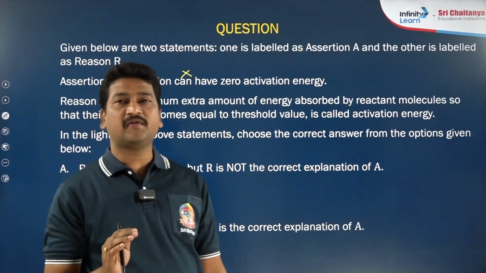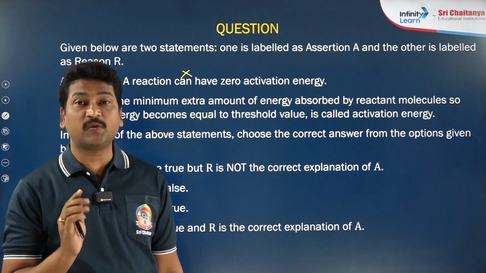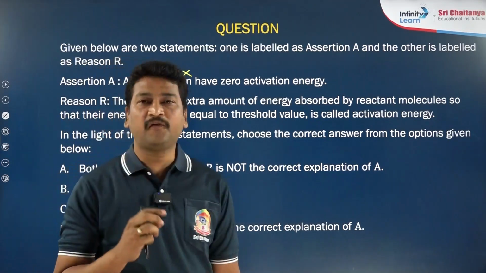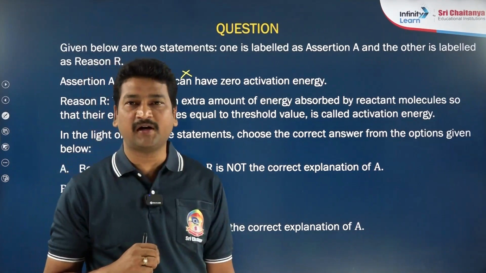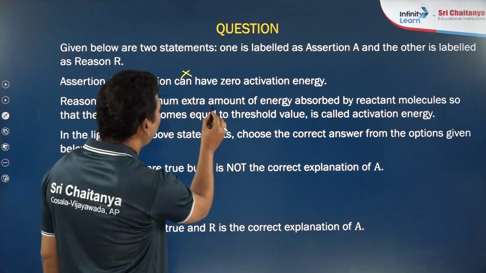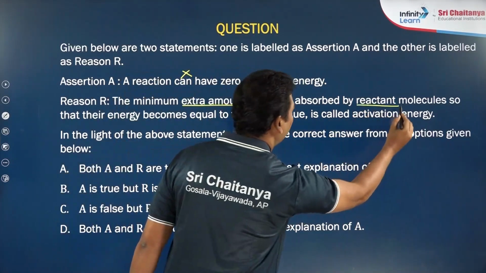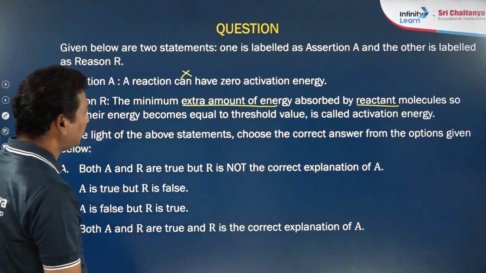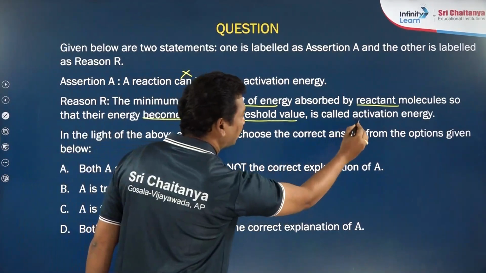If a reaction could have a zero activation energy, assume all the collisions must be activated collisions, which is not possible. Every molecule must be an activated molecule, which is not possible for moderate reactions. And coming to the next one: the minimum extra amount of energy absorbed by the reactant molecules so that their energy becomes equal to the threshold value is called activation energy.